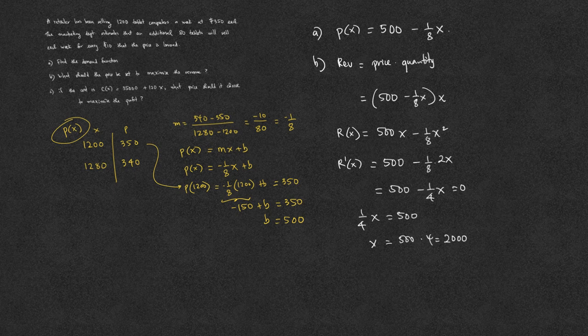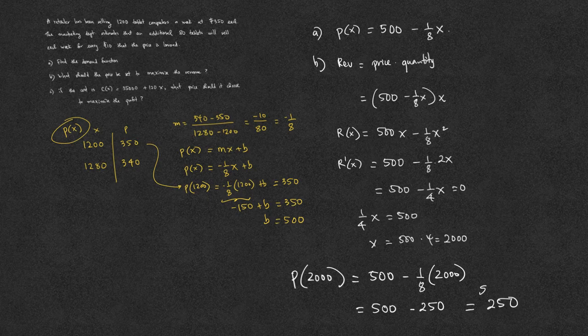The price in terms of x is p of 2,000 equals 500 minus 1 over 8 times 2,000. 1 over 8 times 2,000 is 250. 500 minus 250 is 250. So this should be the price if we want to maximize the revenue.